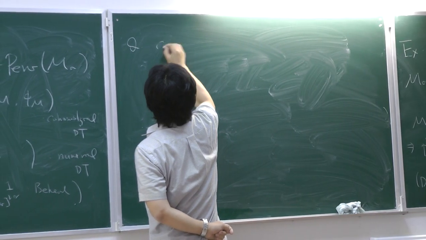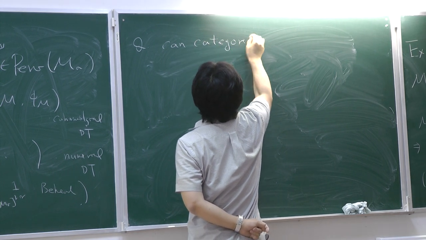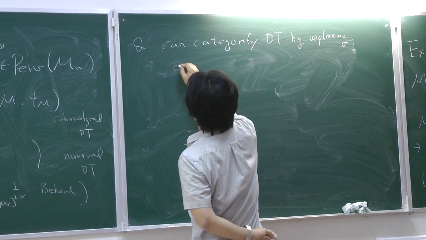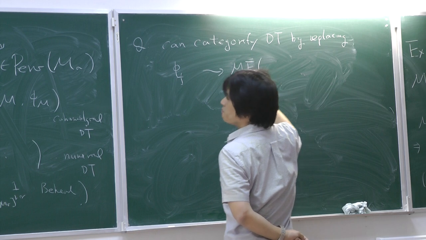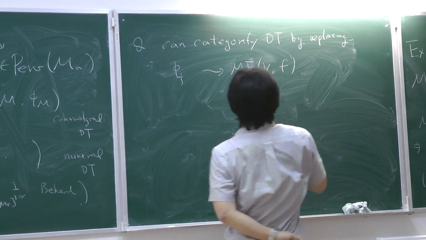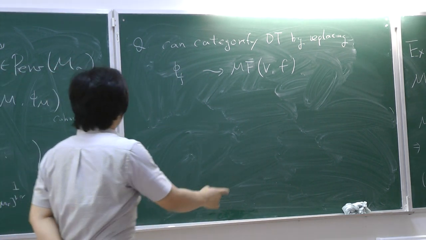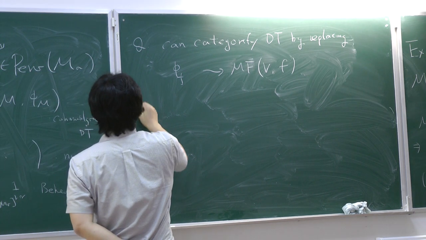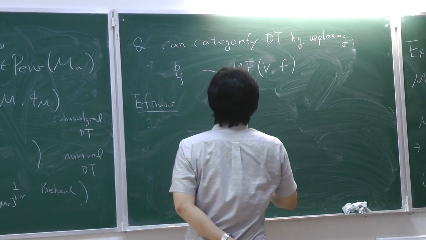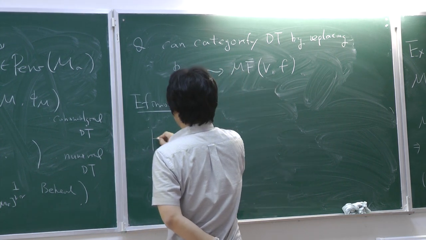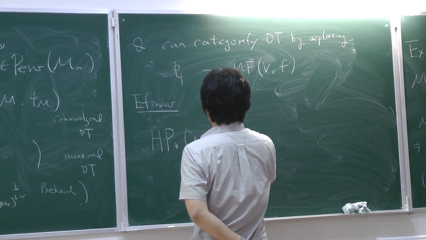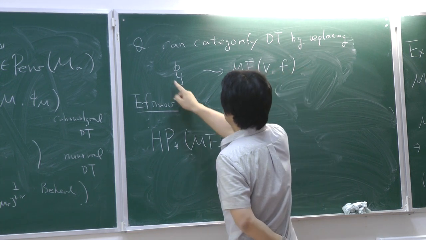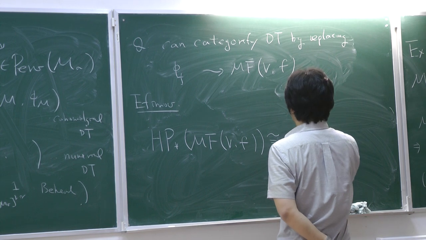The question is whether we can categorify DT by replacing phi f with the category of matrix factorizations. The category of matrix factorizations is regarded as a categorification of the vanishing cycles. This is due to the work by Efimov. He shows that if we consider the periodic cyclic homology of the category of matrix factorizations, then there is an isomorphism with the hypercohomology of this perverse sheaf of vanishing cycles.